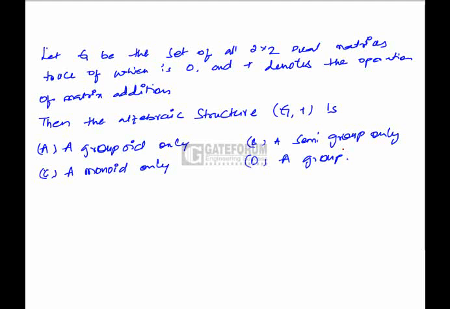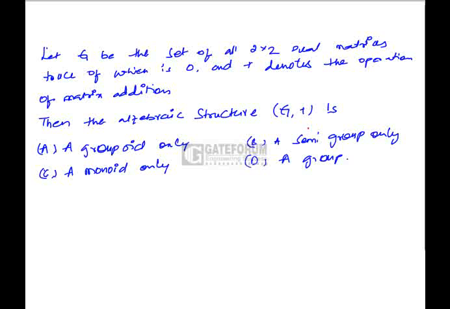In this question, an algebraic structure is given as (G, +), where G is the set of all 2 by 2 real matrices, and plus is the binary operation which denotes matrix addition. Here we have to determine the nature of the given algebraic structure. First option is a groupoid, second option semi-group only, option C monoid only, and option D is that the given algebraic structure is a group.